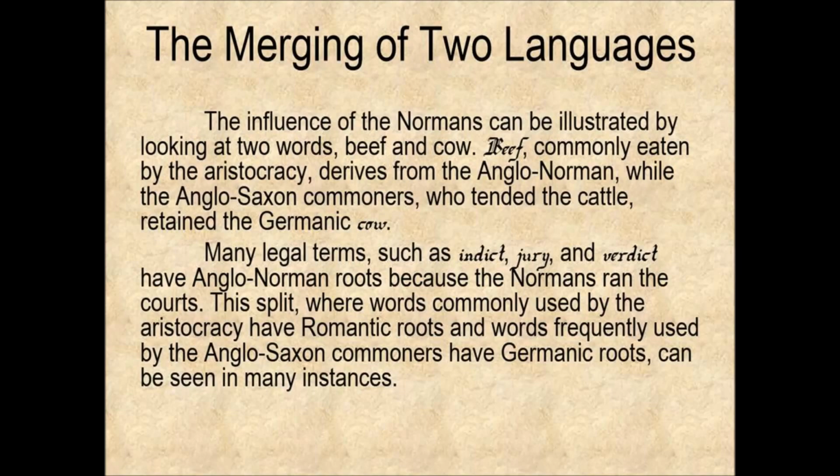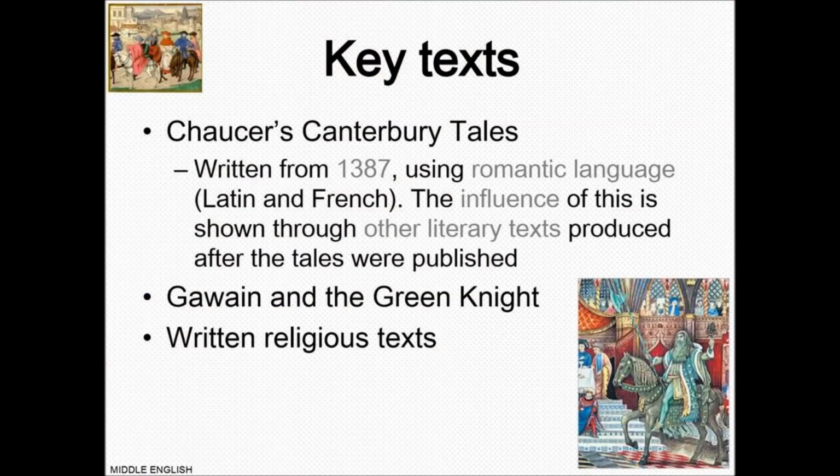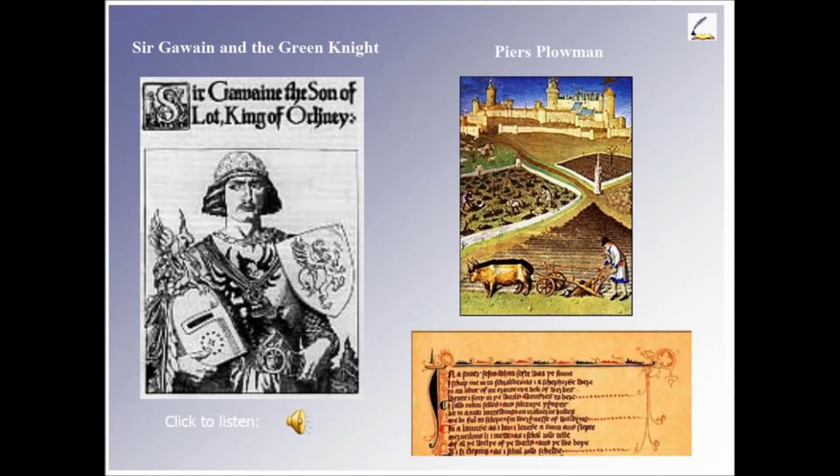Some of the key texts of this period are Chaucer's Canterbury Tales, written around 1387 using the Romantic language, the language of the Romans, that is Latin and French. The influence of this can clearly be seen also in other literary texts produced during this literary period. Gawain and the Green Knight and other medieval metrical romances can also be seen in this particular period.